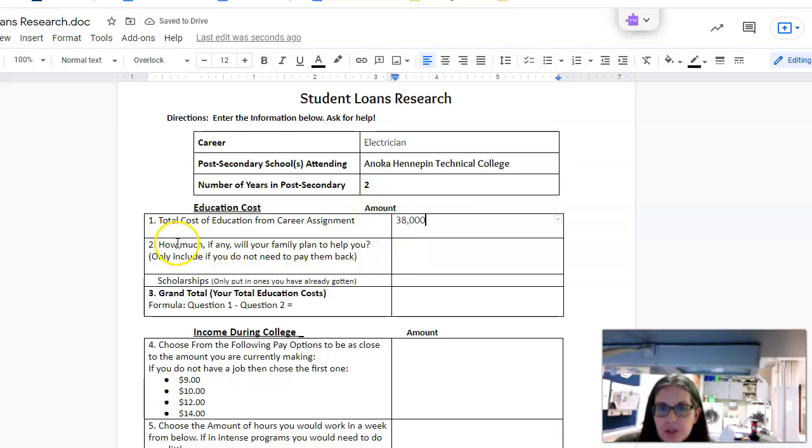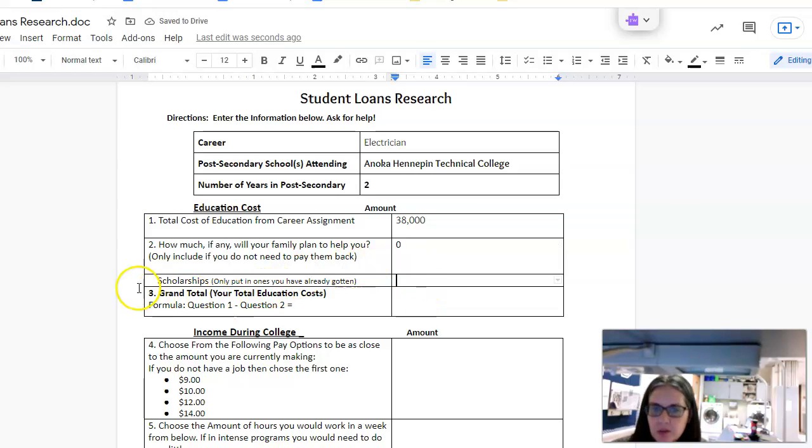And then number 2 is how much, if any, your family can help you or is willing to. So if your family can't do anything, or they're just like, nope, sorry, this is your thing, you put a 0 there, and you can just move on. Okay, if you know your family can help you, and maybe they can afford to pay like $2,000 each year, then you could put like $4,000 here. Okay, I'm going to leave it blank and just put a 0.